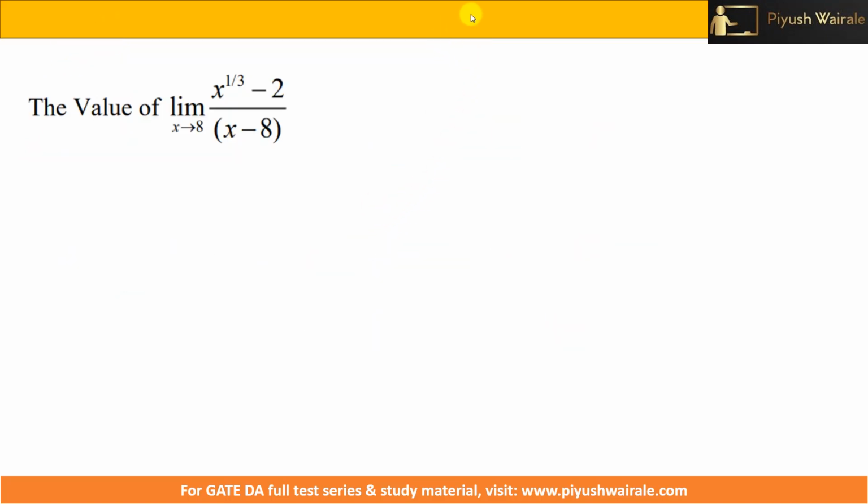Now, question number 7. Most of the questions are based on L'Hospital's rule only. That's it. If I try to put the limit x tends to 8 in this function, what are we getting? 8 to the power 1 by 3 minus 2. So 8 minus 8 will be 0. Again 2 minus 2 will be 0. So it is 0 by 0 form. Simply take the derivative. That's it.